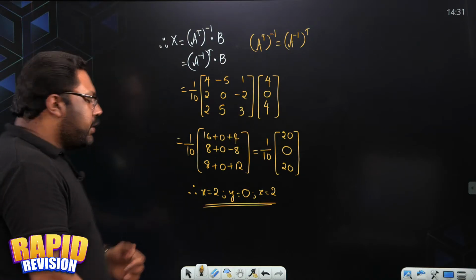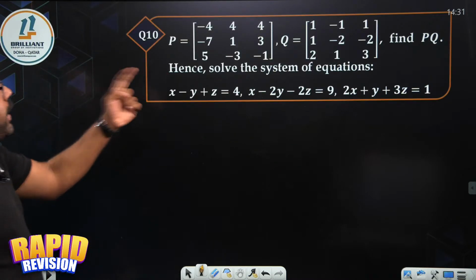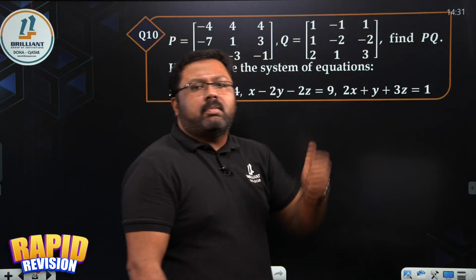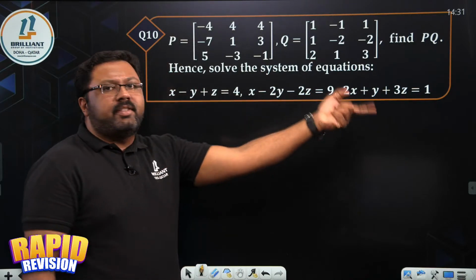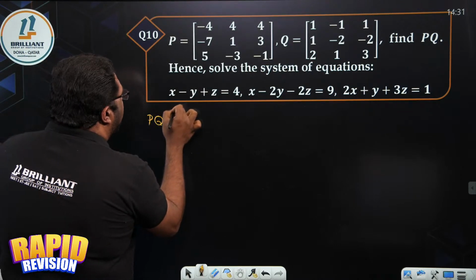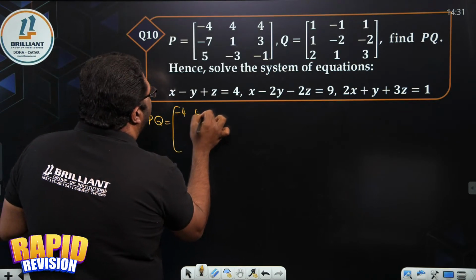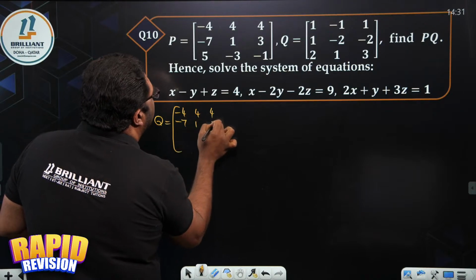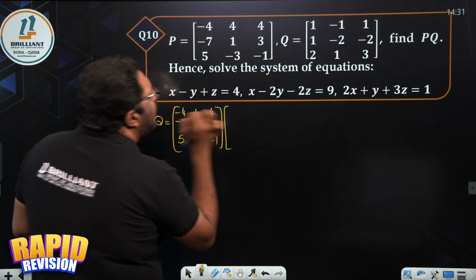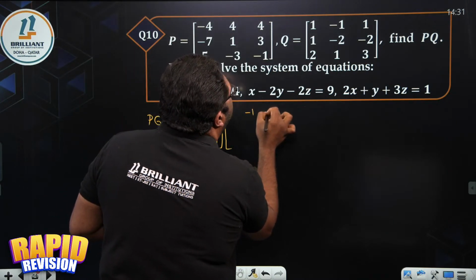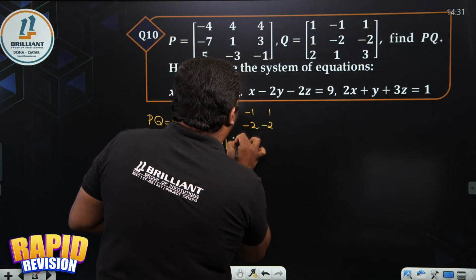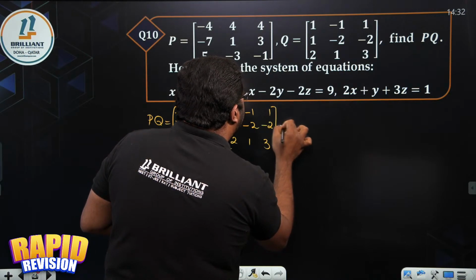Okay, next question please. P is given, Q is given. You have to find the product PQ and then solve the system of equations. Let's find what's PQ. PQ means the product of minus 4, 4, 4, minus 7, 1, 3, 5, minus 3, minus 1 multiplied with 1, minus 1, 1, 1, minus 2, 2, 2, 1, 3. Please multiply it, all of you.